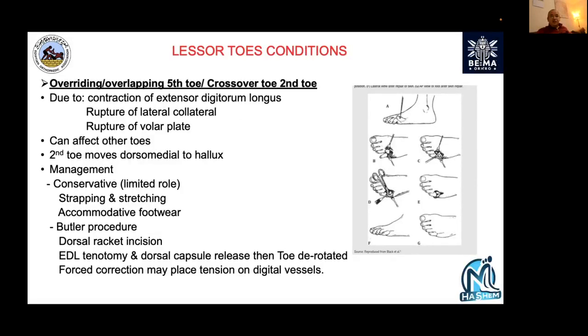So the Butler procedure, again, as any VY anywhere. You do a V incision, or racket incision, release the extensor digitorum, release the dorsal capsule, pull the toe back in place. This will create from the V a Y shape. Then you close the Y shape, as you can see here. You have to warn your patient, you have to be careful about the digital vessels, because you stretch the digital vessels on the medial side, and there's a risk of this toe becoming ischemic.